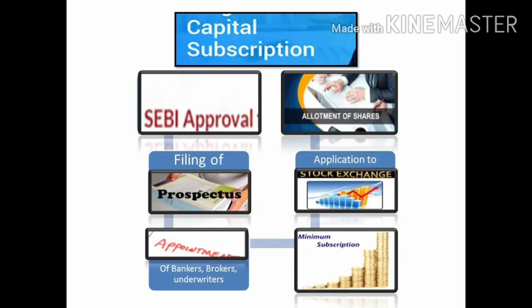So the next stage is capital subscription. Again 6 steps are there. The first one is SEBI approval, then filing of prospectus. Next one is appointment of bankers, brokers, underwriters, then minimum subscription. After that it is application to stock exchange, and finally allotment of shares. All these points have to be learned by you along with the details of these points.